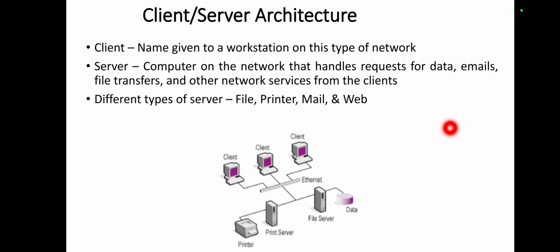Client-server network architecture: the end user, called a client, accesses resources such as songs and videos from a central computer, and that central computer is known as the server. Client-server architecture is basically divided into two parts. First part is the client and second part is the server. The client is the name of the workstation on this type of network, and the server handles the different requests for data. Different types of servers are available, that is file server, printer, mail, and web server.